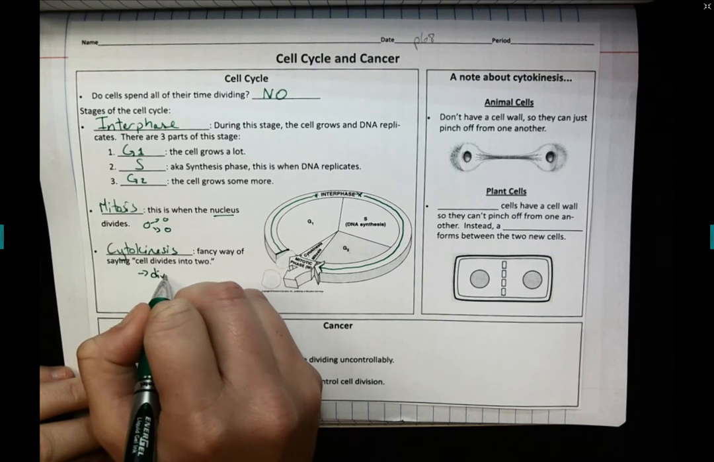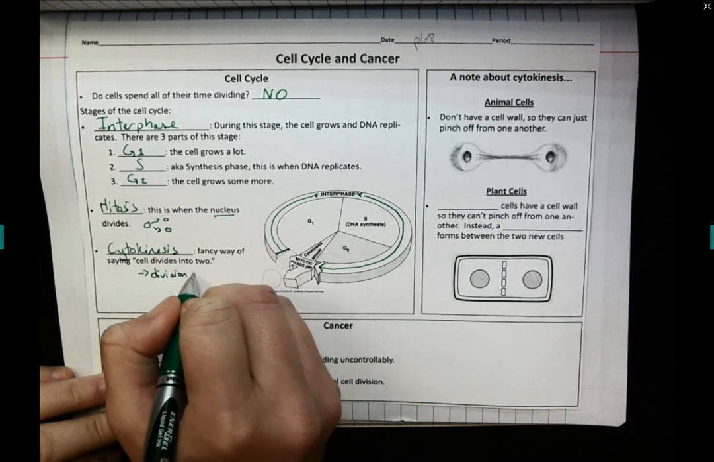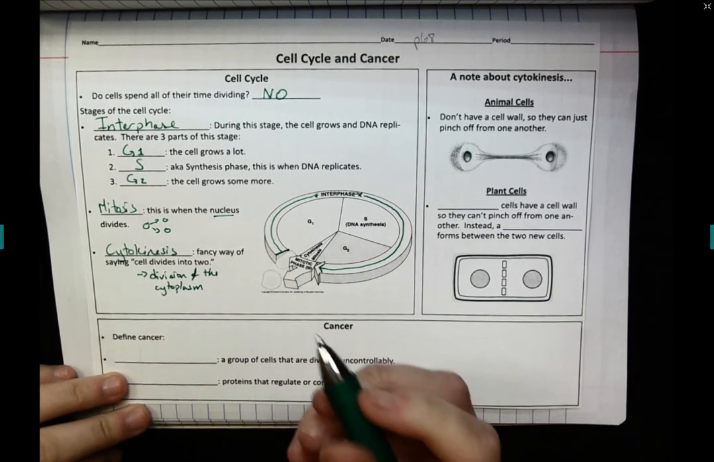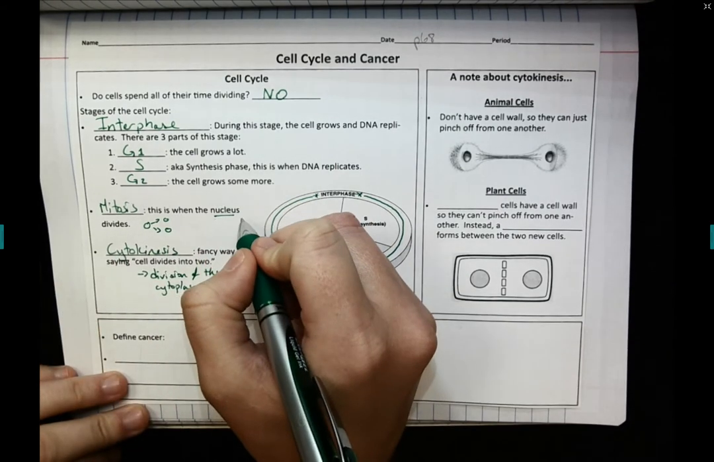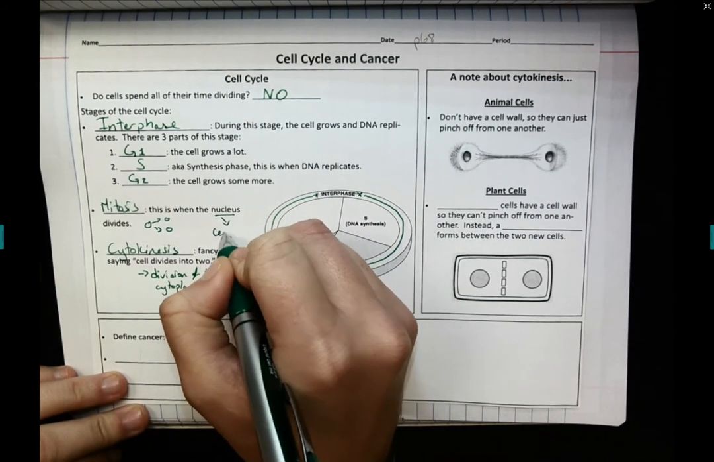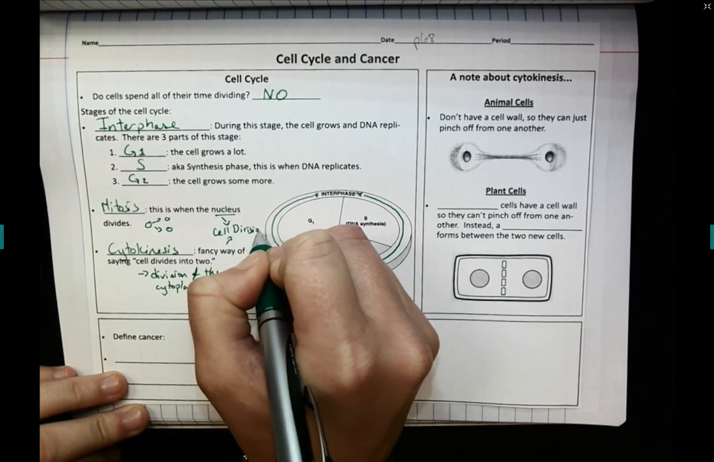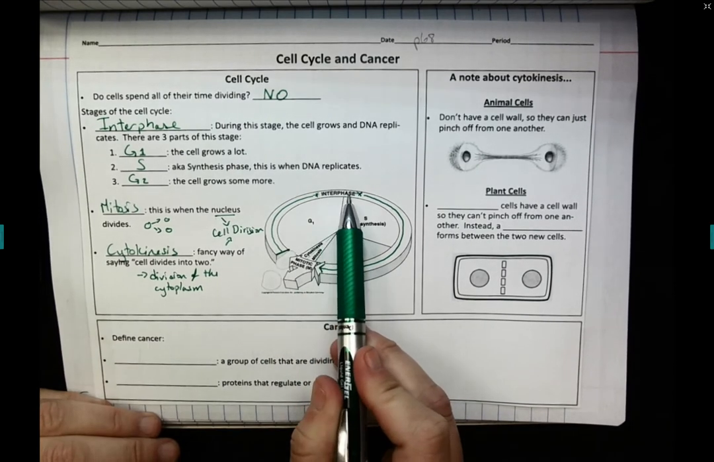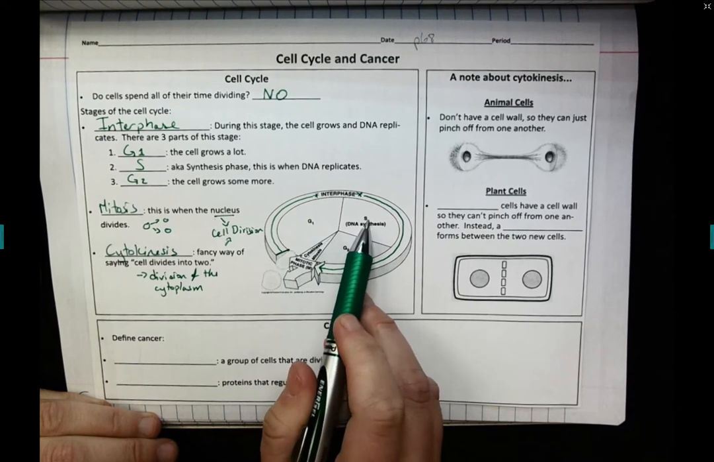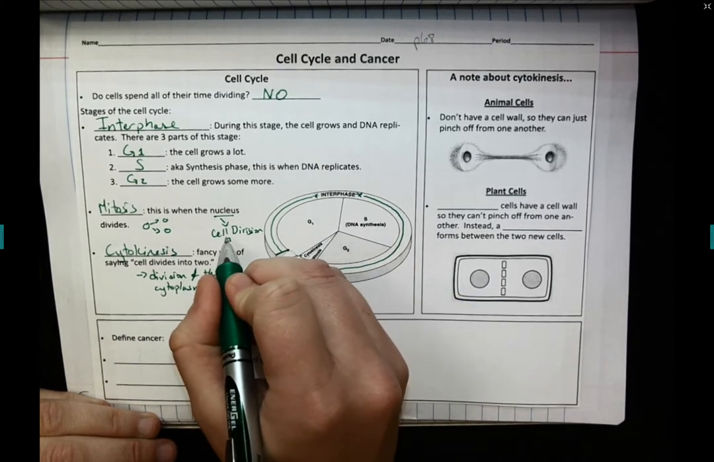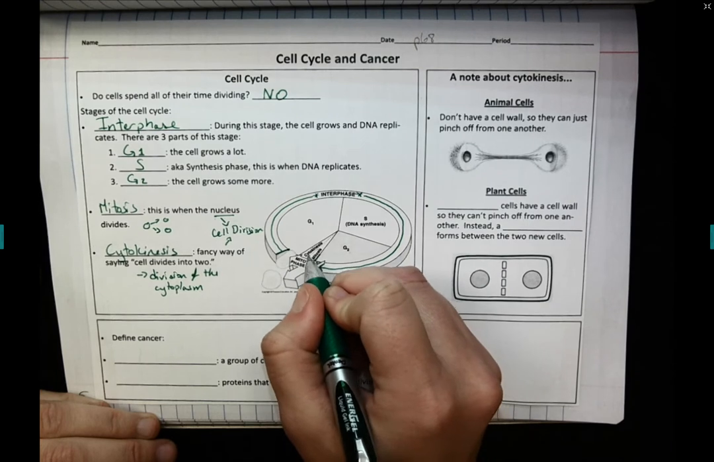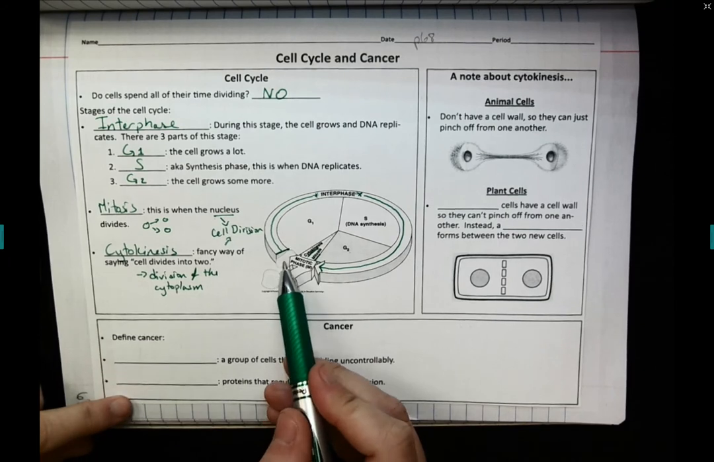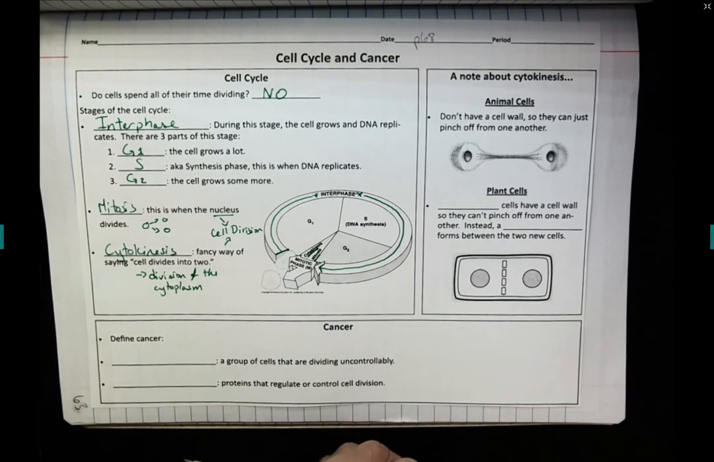Cytokinesis, we could say, is division of the cytoplasm. And then both of these together make cell division. So as far as the cell cycle, there's two stages. Interphase, which is G1, S, and G2, and then cell division, which is mitosis and cytokinesis, where we divide the nucleus and then the actual cytoplasm to end up with two daughter cells.